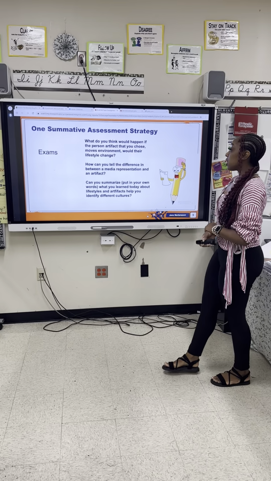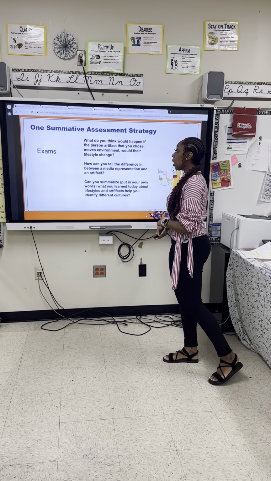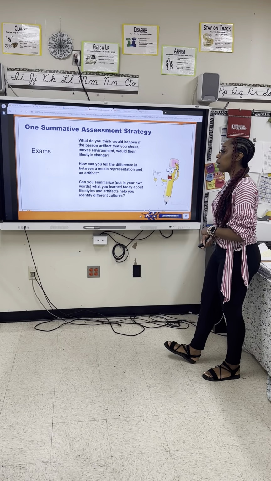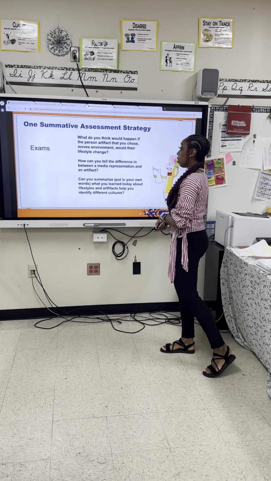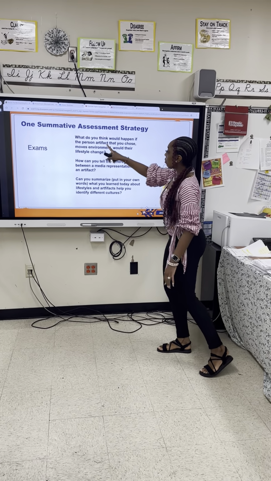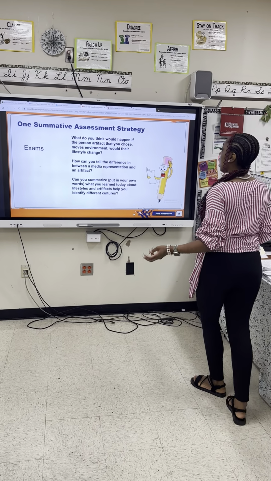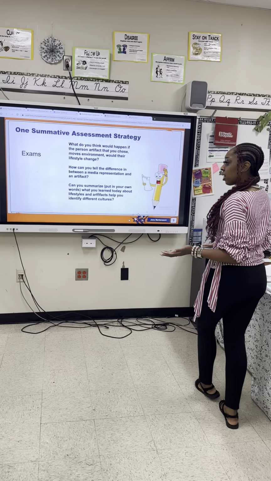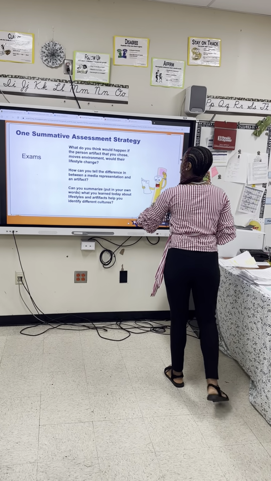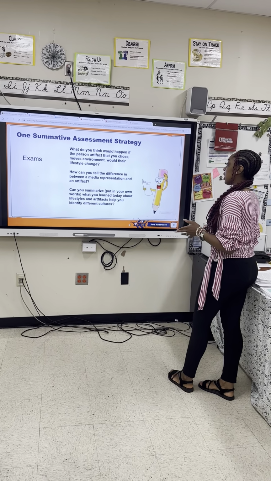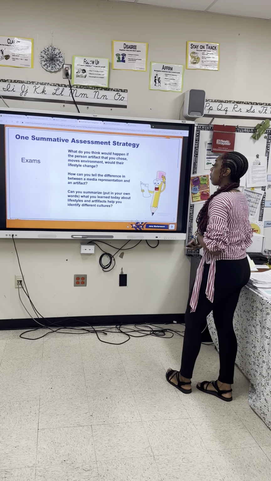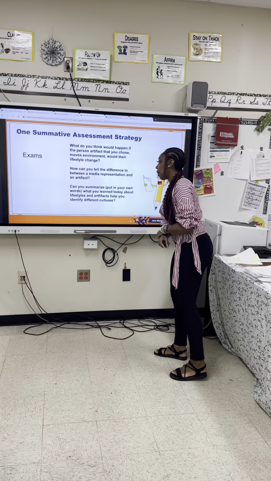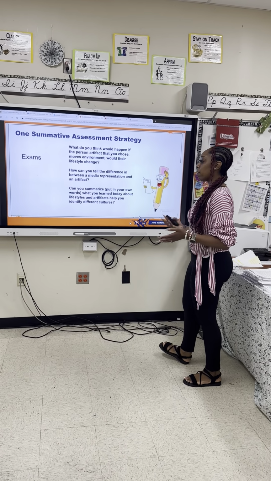One summative assessment strategy. The 3 formative assessment questions ask students to explain ways that the usage of art can be used. For example, what do you think would happen if the person artifact that you chose moves environment? Would their lifestyle change? How can you tell the difference in between media representation and an artifact? Can you summarize or put in your own words what you've learned today about lifestyles and artifacts to help you identify different cultures?